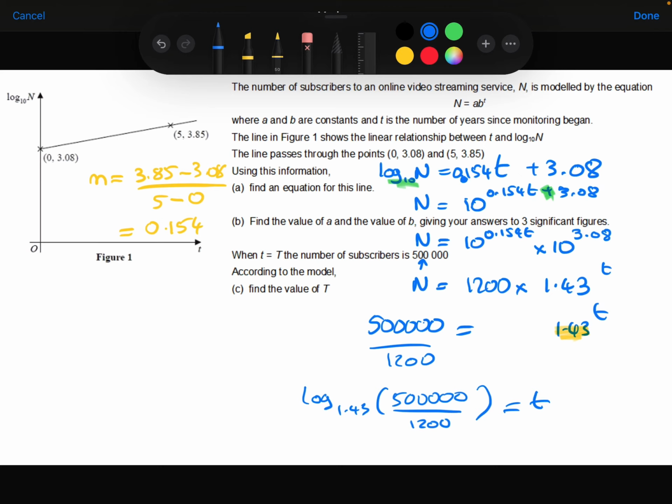We get 16.865, which to the nearest whole number is 17 years.